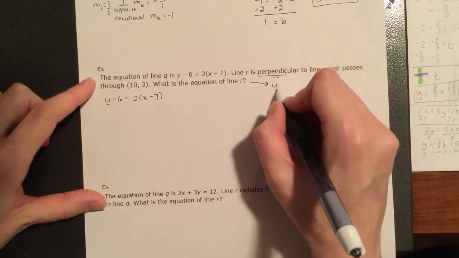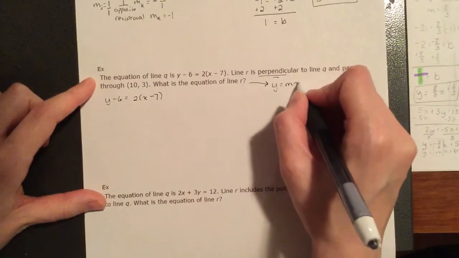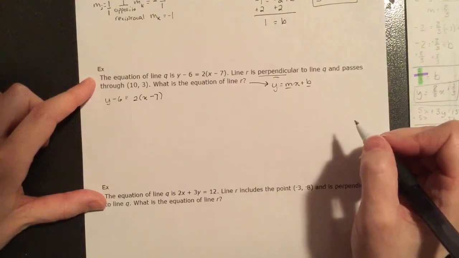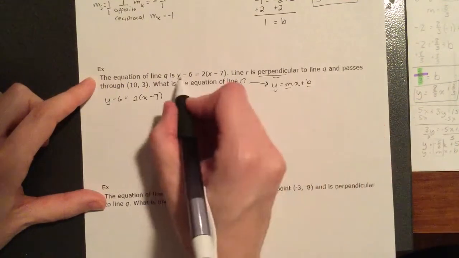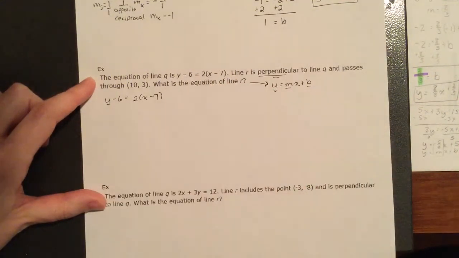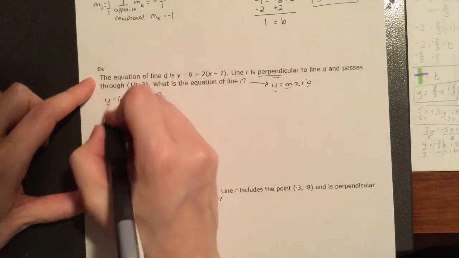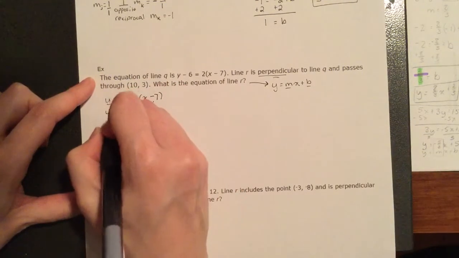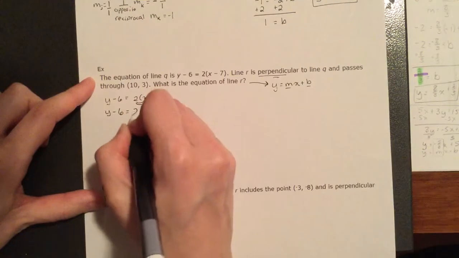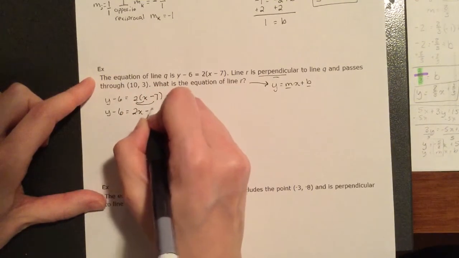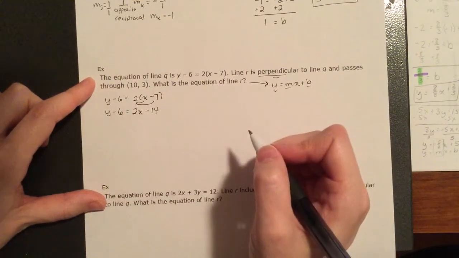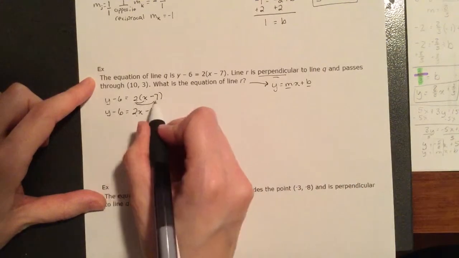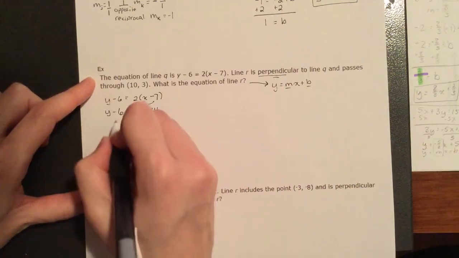The equation for line R is going to be the y equals mx plus b. Got to have a value for m and b. We're going to get our slope, or our m, from this equation. So I'm going to switch it to slope-intercept form so I can get that. So to do that, I'm going to distribute the 2 to everything. Y minus 6 is equal to 2x minus 14. Because we did 2 times x for 2x and 2 times negative 7 for the negative 14.